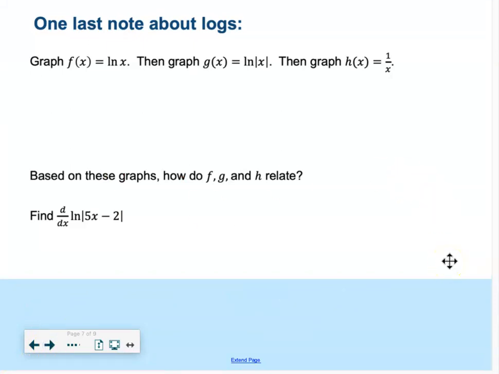So one last note about logs. I'm going to spend like 3 minutes explaining a concept that's super, super simple. But I want to go a little bit deeper just so you understand why this concept is super simple. Do you want me to show you the simple concept first and then explain, or explain first and then show you the concept? Concept first.